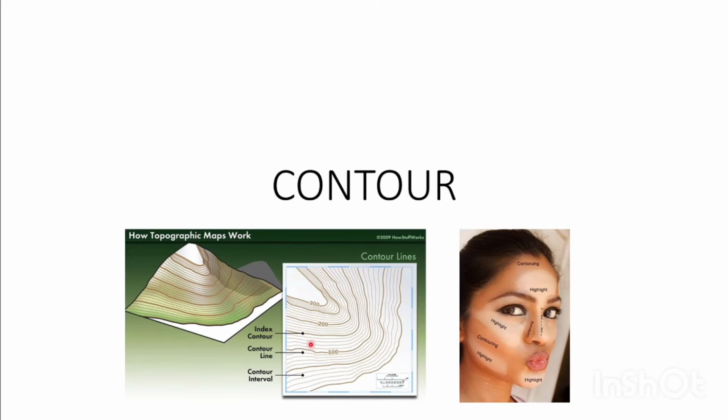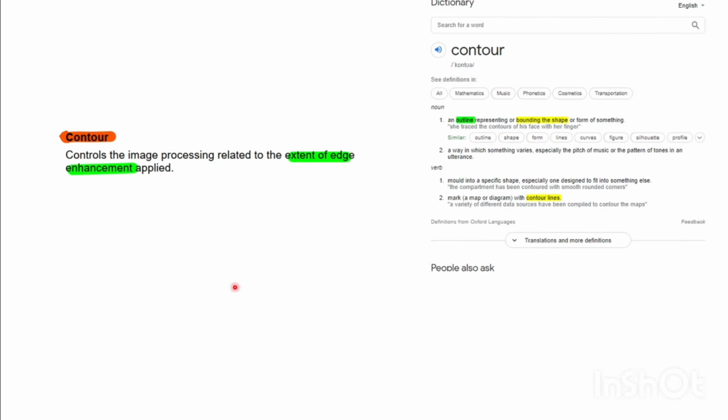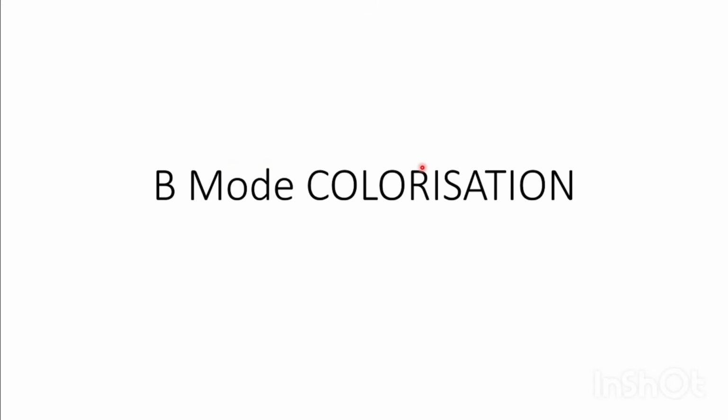That is the border, a word meaning contour. Like in a mountain, there are various contours. It is also used in beauty, contouring and highlighting for the face. So generally contour means edge enhancement, the extent of edge enhancement. When we are trying to trace the image, if we put on that contour setting, we can get better edge detection, and the edge can be traced and the contour can be seen more clearly when we put on that function.